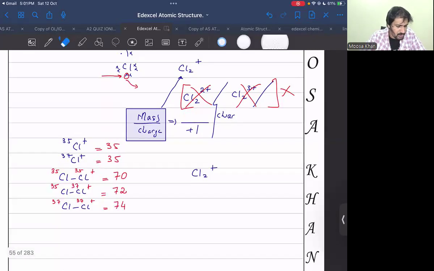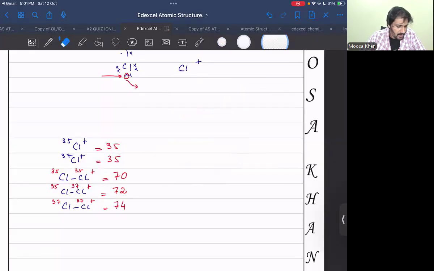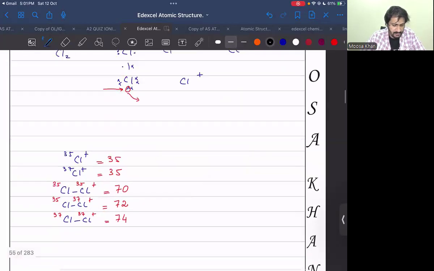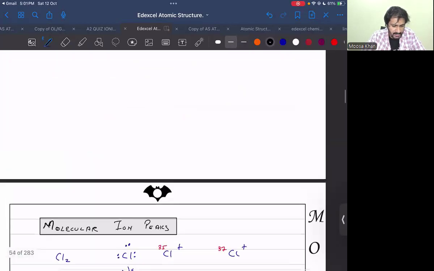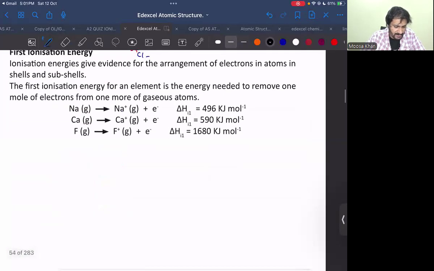So in a mass to charge ratio, the mass will only change in the numerator. The denominator will stay the same. So what do you expect? How many total peaks should be present in a mass spectrum of chlorine? There should be 5 peaks. And if you see the mass spectrum of chlorine, yes, we have 5 peaks.